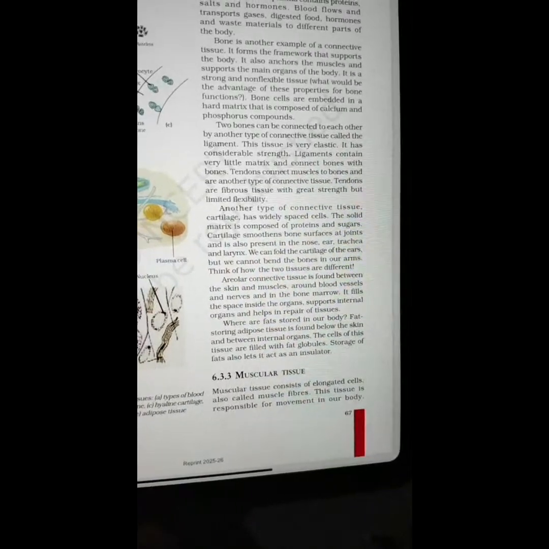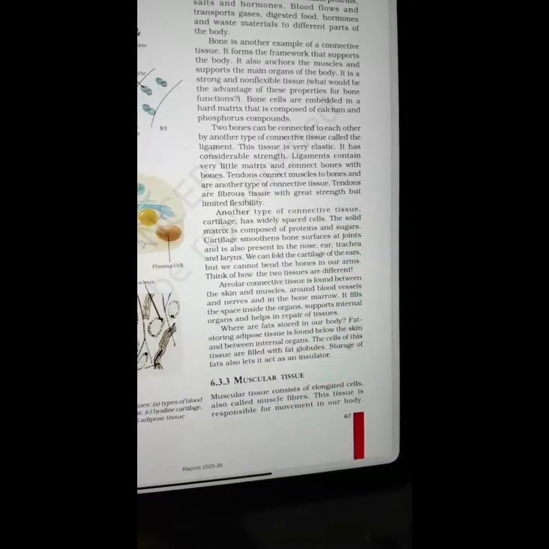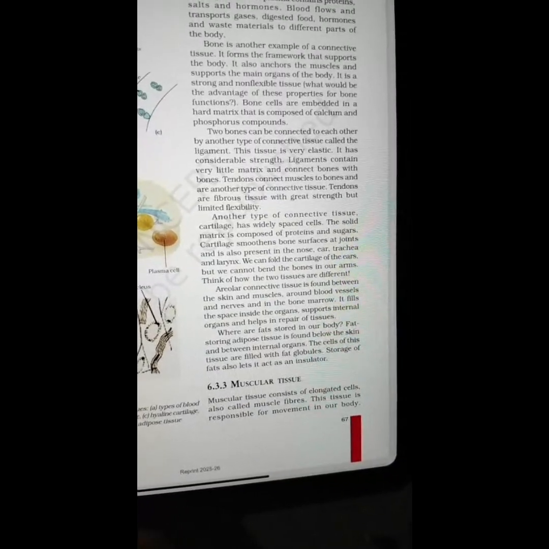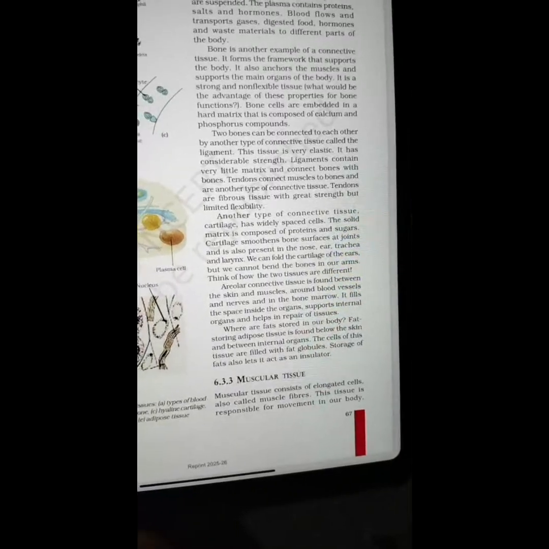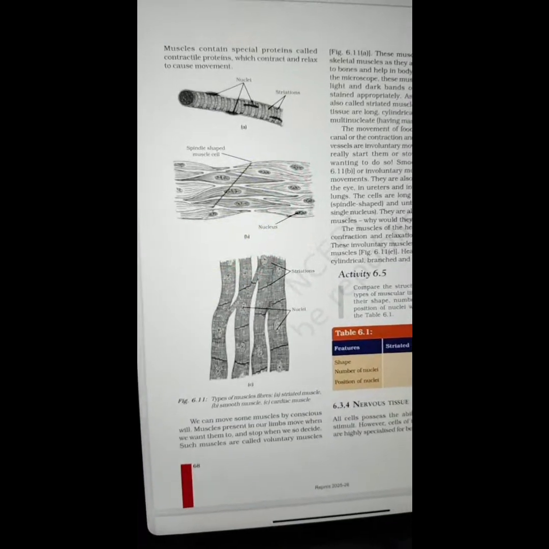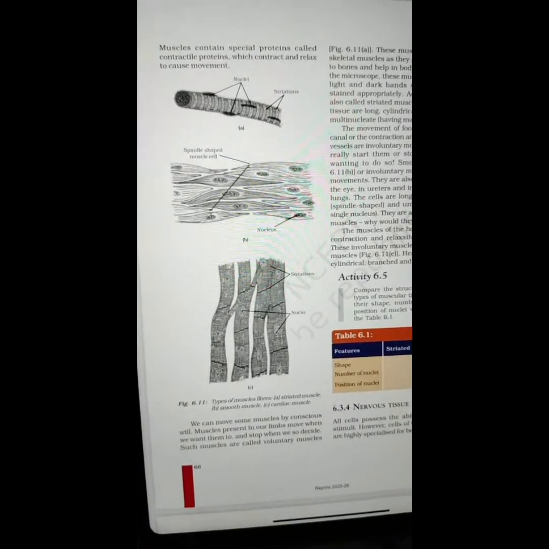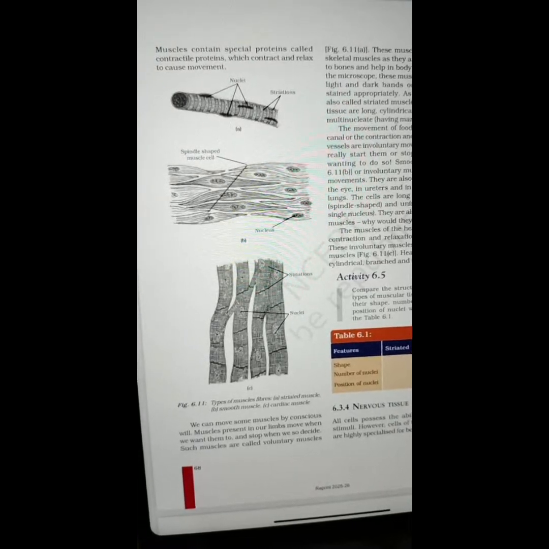Now let's come on to the next paragraph of this chapter, 6.3.3, muscular tissue. Muscular tissue consists of elongated cells, also called muscle fibres. This tissue is responsible for movement in our body. Let's come to page number 68 as we are done with the reading of the previous page. Muscles contain special proteins called contractile proteins, which contract and relax to cause movement.